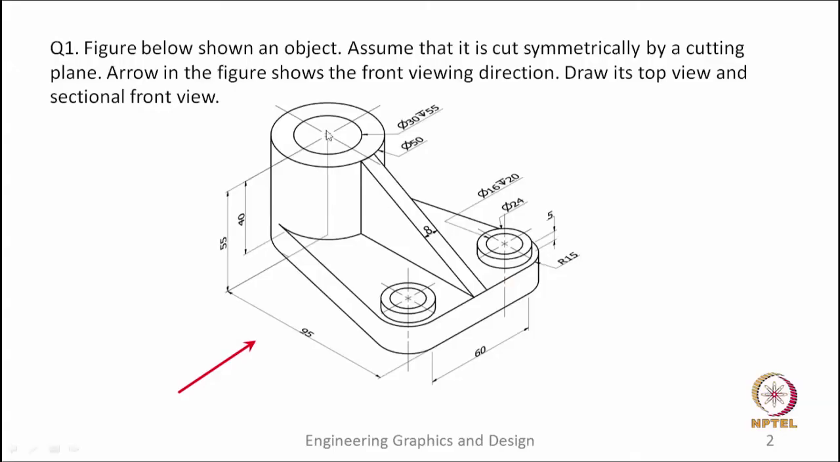So, our first question is the top view. If we want to draw the top view, we will draw it on top of the reference plane. Neither third nor first angle projection is mentioned here. However, if nothing is mentioned, we will go with the third angle projection, and in the third angle projection the top view will always come on top and the front view will come below the top view.